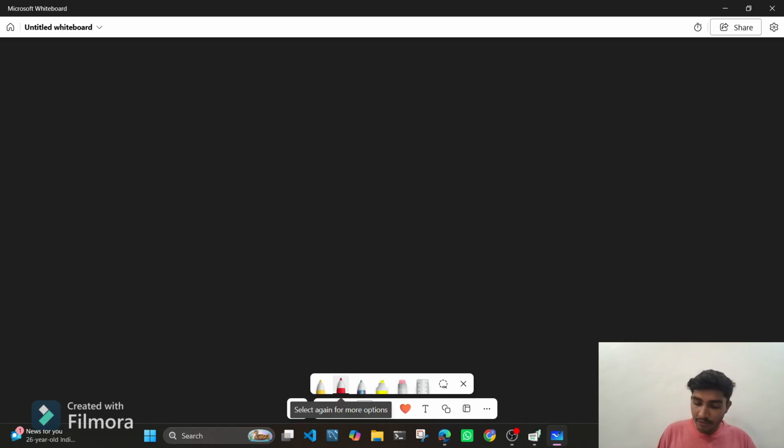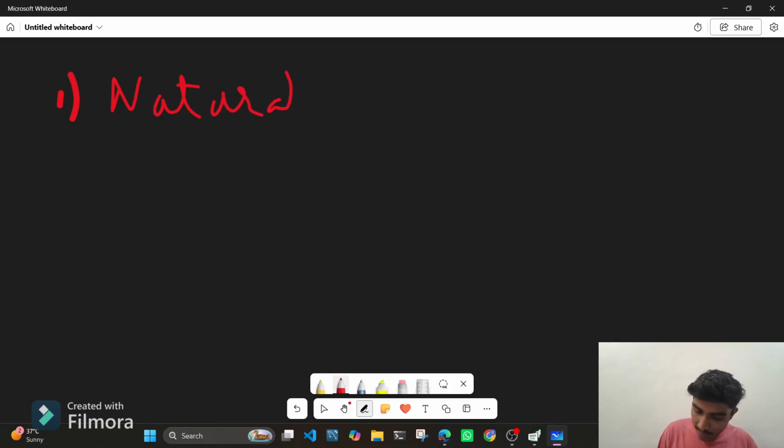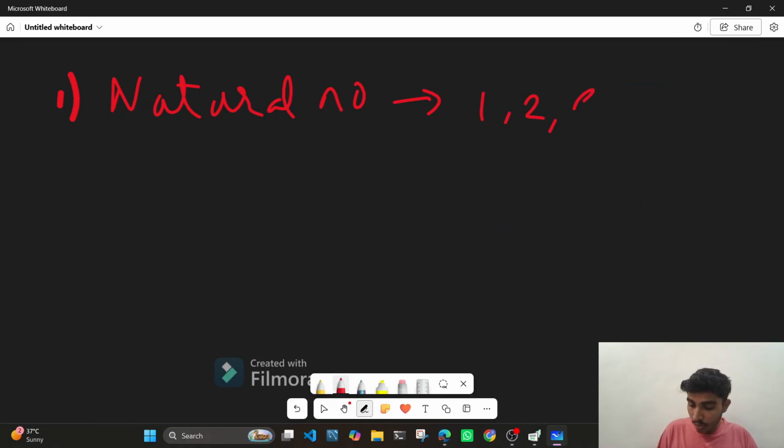By which I mean, firstly we have natural numbers. Natural numbers are all those numbers that we can represent on the number line, but these numbers are all positive in nature. So one, two, three, and so on up till infinity, all are natural numbers.